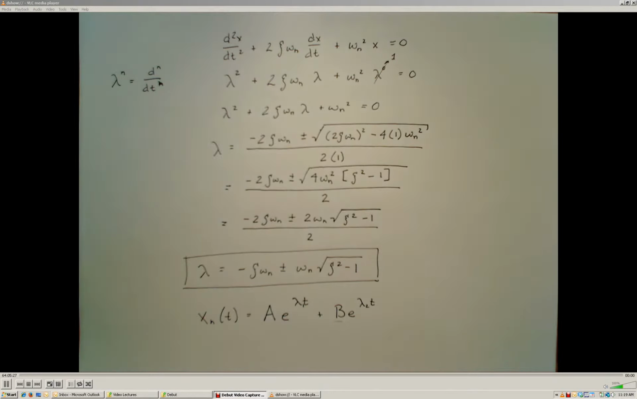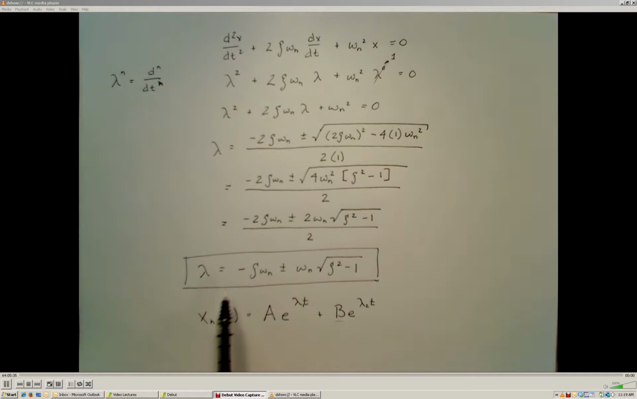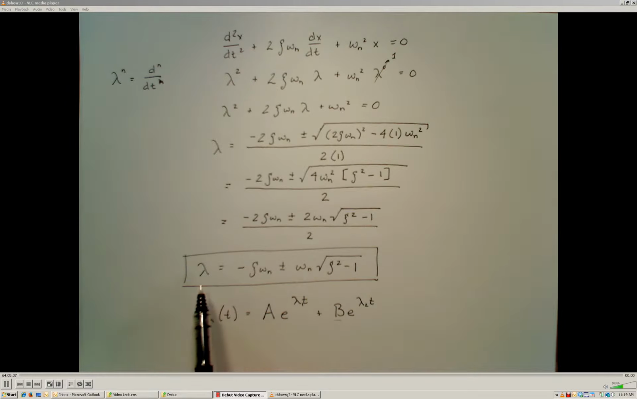In a previous video, we derived the characteristic roots for a second-order differential equation. And in this, we found that the eigenvalues, or the characteristic roots of the second-order equation, are given by the negative value of the damping ratio times the natural frequency, plus or minus the natural frequency times the square root of the damping ratio squared minus 1.